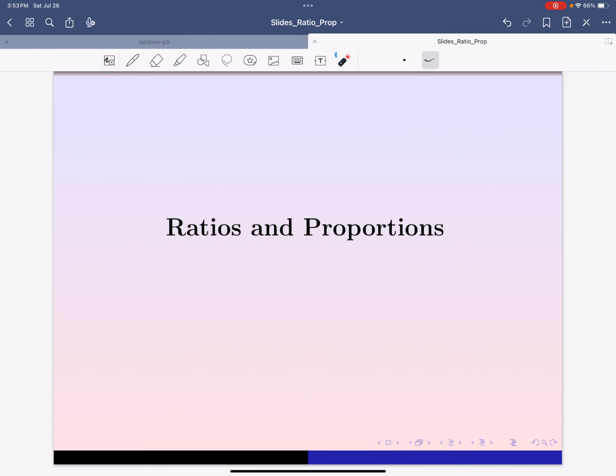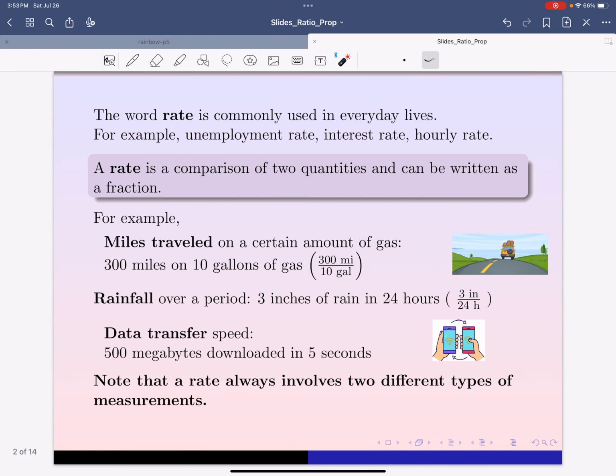Ratio and proportions. The word rate is commonly used in everyday lives. For example, unemployment rate, or interest rate, or hourly rate. A rate is a comparison of two quantities and can be written as a fraction.